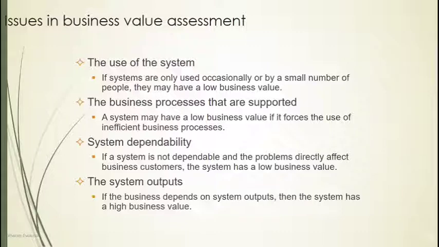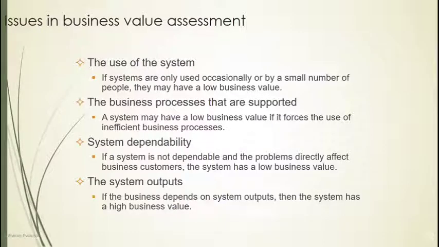The third one is system dependability. If a system is not dependable and the problems directly affect the business customer, the system has a low business value. If the system is not dependable, it is not only a technical problem but also a business problem, and it directly affects the business customer. It means that people in the business are diverted from other tasks to solve this problem, so the system has a low business value. When people try to solve this technical problem in the business, the business value automatically goes down.